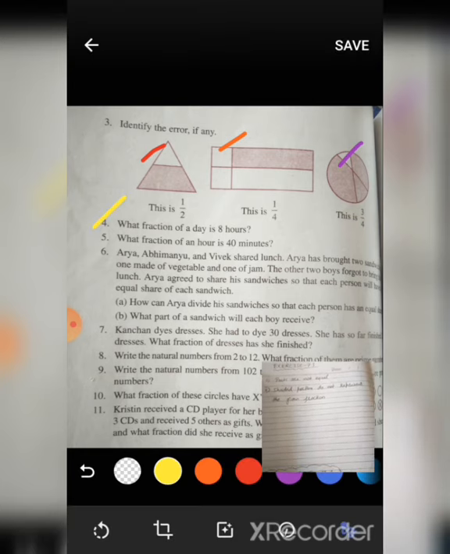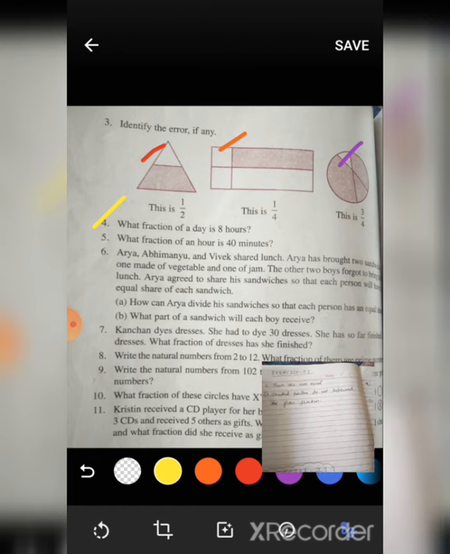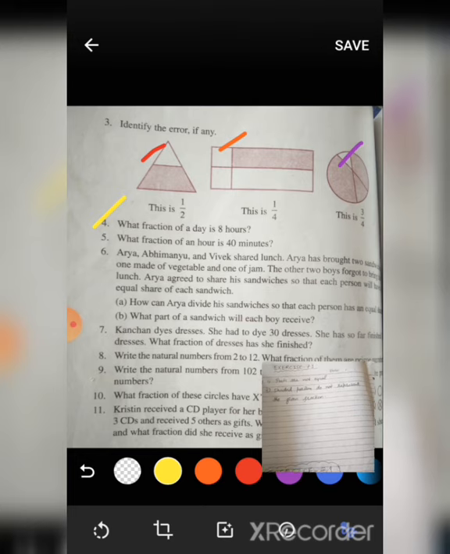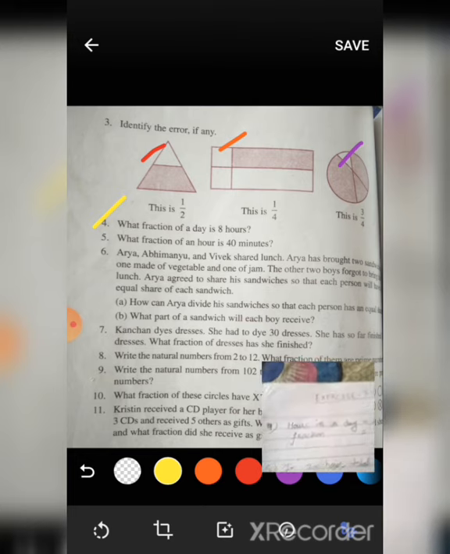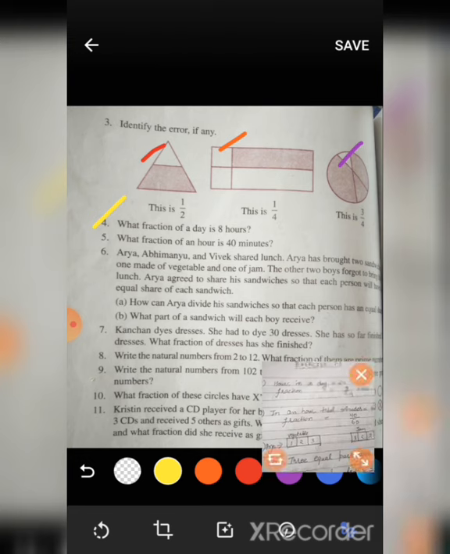The fourth part is: what fraction of a day is 8 hours? You know, in a day how many hours? In a day there are 24 hours and you have to find the fraction for 8 hours. So how will you solve it? You will solve the question like this.